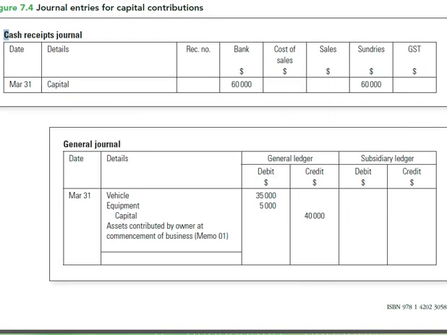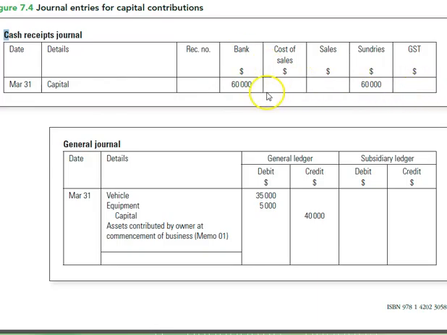Okay, so there are two different situations where commencing entries will be used. The first one is at the startup of a business. So what we have here is cash contributed. So we're not just transferring a balance here, we're actually beginning the business. The owner is contributing $60,000 of their own cash. Therefore, this entry is processed in the cash receipts journal.